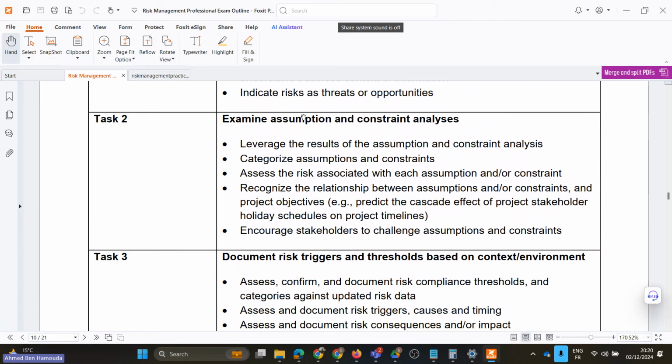Task two is examining the assumptions on which the project was based, or parts or aspects of the project were based, and also analyzing the constraints. All right. So we will learn that full RMP training, how to categorize the assumptions and the constraints, assessing the risks associated with each assumption and constraint, and also recognizing the different relationships between them, and also the project objectives.